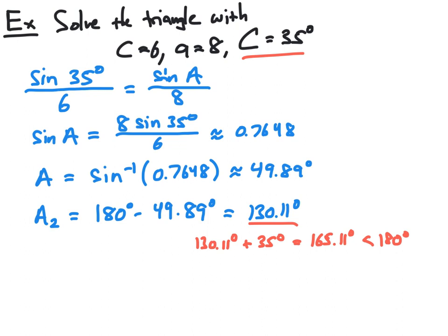And since the sum of our given angle and angle A2 is less than 180, at this point we can conclude that we actually have two triangles that meet our initial data. There's one where angle A will be 49.89 degrees, and another where angle A will be 130.11 degrees. To find the rest of the information for each triangle, we'll look at these as two separate cases and proceed as in the previous example.